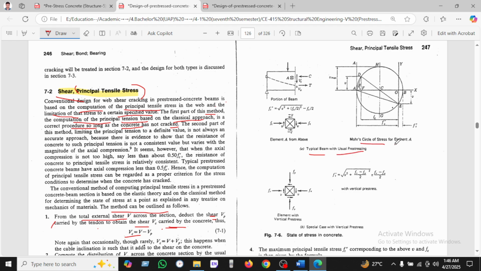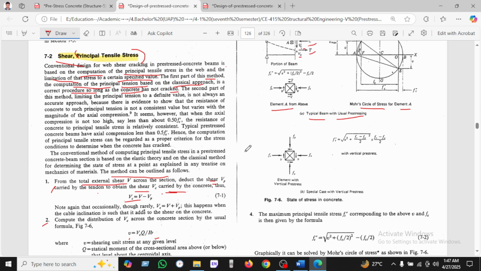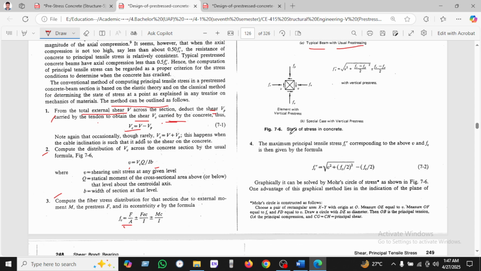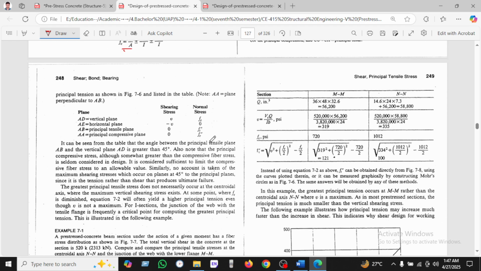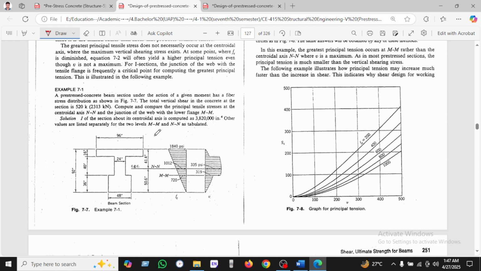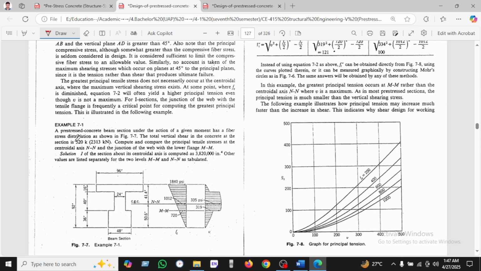This is the Mohr circle of the stress in element A. We can see here the Mohr circle, and the element A from above. We can see here C is the compression, T is the tension. This is Vc, the concrete shear, and Vp, the tendon prestress shear. And the state of stress of concrete we have seen here, and another formula we have seen. And we can see an example here.